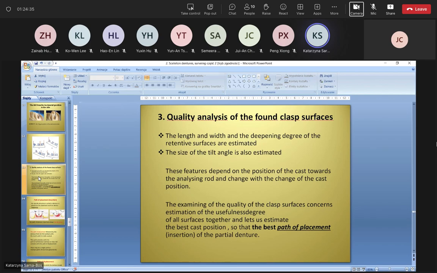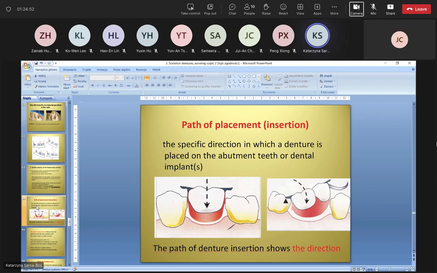The examining of the quality of the clasp surfaces concerns estimation of the usefulness degree of all surfaces together and lets us estimate the best cast position, so that the best path of placement, insertion of the partial denture. And the path of placement, path of insertion, this is the specific direction in which a denture is placed on the abutment teeth or dental implants. The path of denture insertion shows the direction of putting the denture in place.